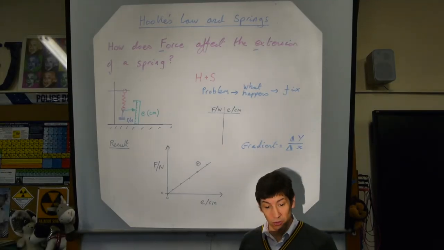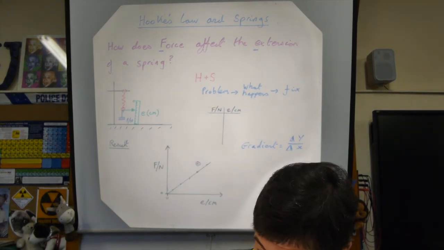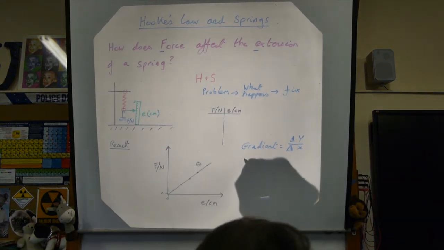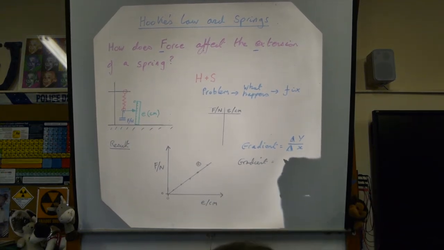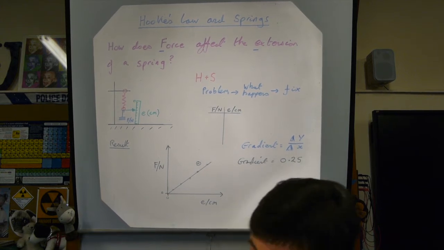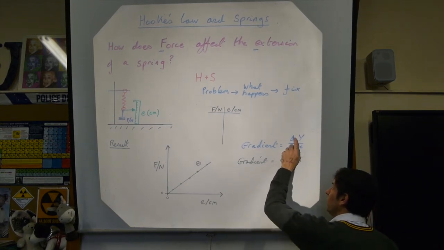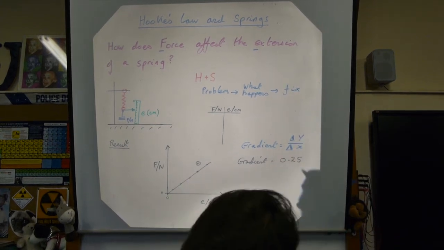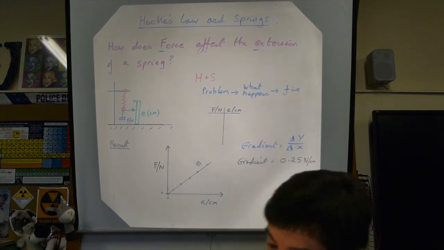So I hope you got a value for your gradient. I'll show you what I got. When I did it, I divided the rise by the run, or the change in y over change in x. And my gradient, which should be pretty similar to yours, came out at 0.25, okay? And this has got units, hasn't it? You divided force by extension, okay? You divided force, newtons, by extension, centimetres, okay?